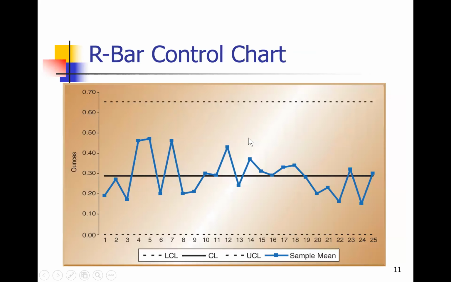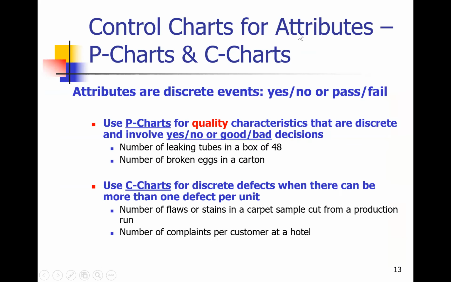I hope you are getting the points, and this is the plotting of the R bar information on the control chart. So there are 2 types we have. One is control chart for variables, and that is over. Now control chart for attributes, that means counting issues. P chart and C chart are used for control chart development for attributes.